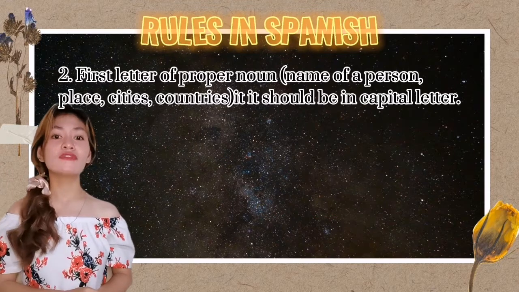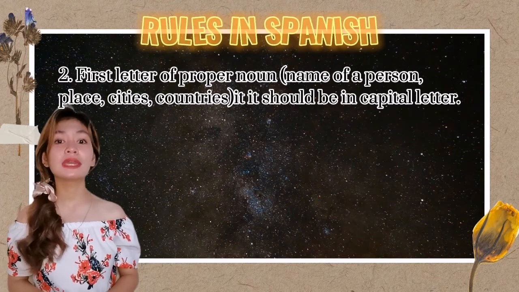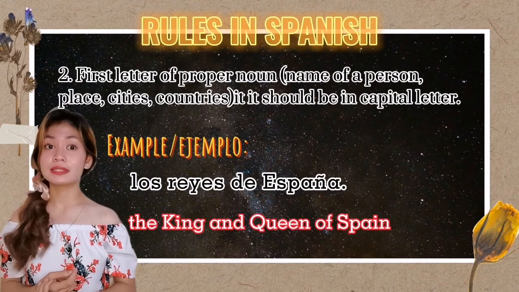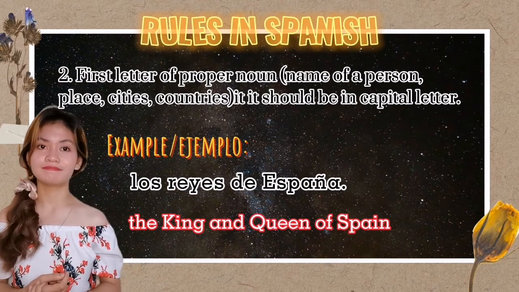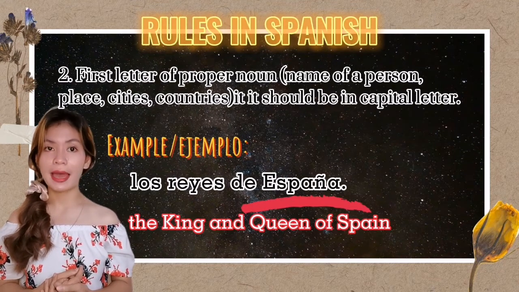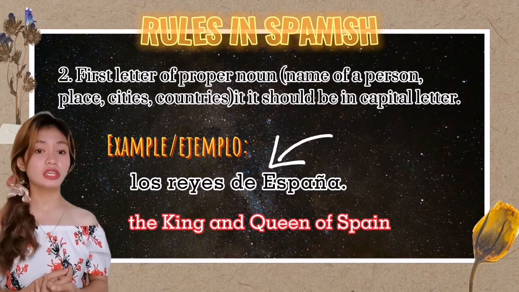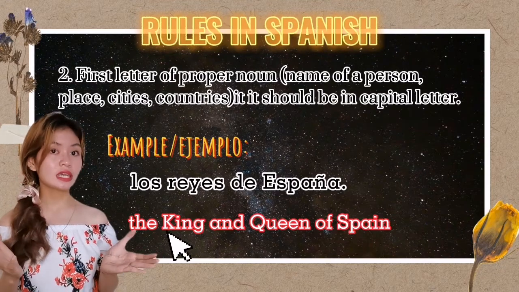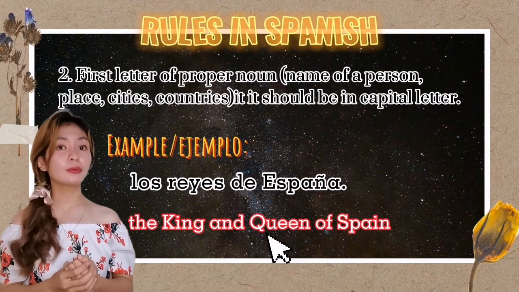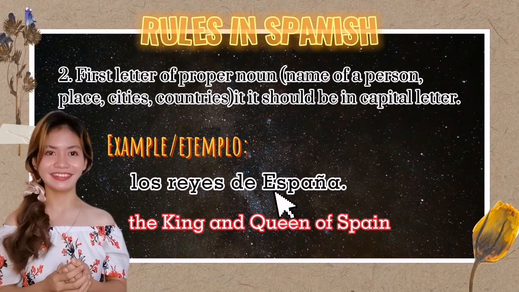Then the second rule is that the first letter of a proper noun, which is the name of a person, place, city, or country, should be in capital letter. For example, the sentence "Los Reyes de España," which in English is "The King and Queen of Spain." The capital letter in that sentence is the E in España. While in English, the first letter of king is capital, the first letter of queen is capital also, and lastly, the word Spain is also in capital letter. While in Spanish, only España is capitalized.